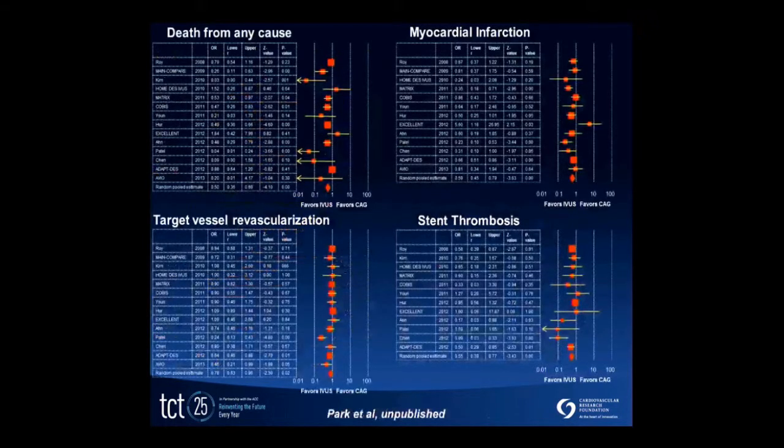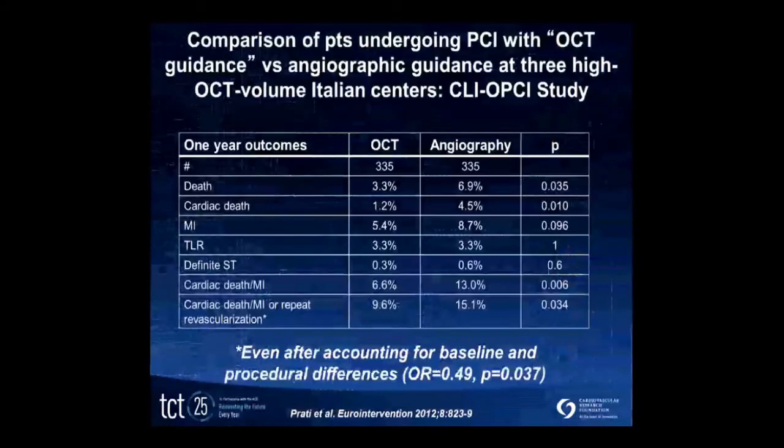An unpublished meta-analysis by S.J. Park supported it, and there'll be a paper that will come out in JACC Intervention, a meta-analysis of all up-to-date studies indicating that IVUS guidance reduces death, MI, stent thrombosis, repeat revascularization, and MACE. It is possible that OCT can do as good a job.